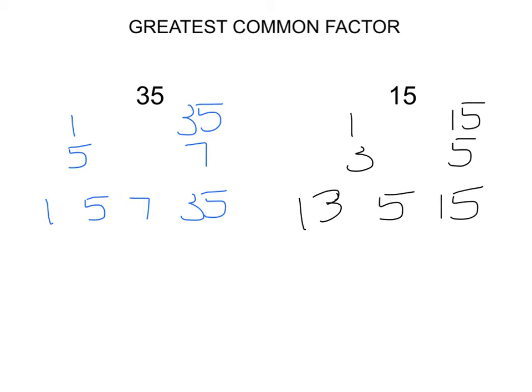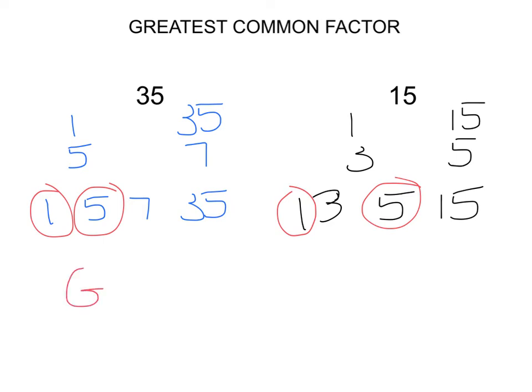Now, in order to figure out the greatest common factor, we need to look at our factors and circle the ones that are the same in both lists. So in both lists we have the number 1. We also have the number 5 in both lists. Which of these is the biggest? Well, the biggest one, or the greatest common factor, sometimes we abbreviate it as GCF, between these two sets is the number 5, because it's the biggest number that's the same in both of these sets.